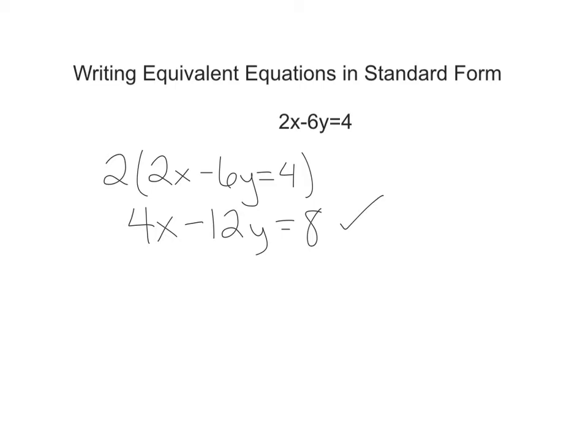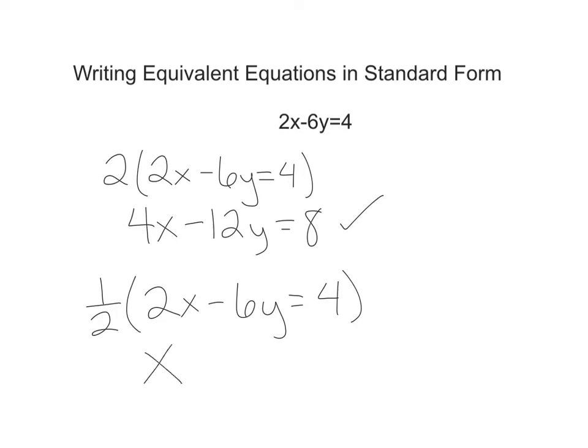Additionally, we could multiply by a fraction, which would essentially be dividing. So we're going to multiply everything in the entire equation by 1/2. When I multiply by 1/2, it's like I'm dividing every single term by 2. So 2x divided by 2 is just x, minus 6y divided by 2 is minus 3y, and 4 divided by 2 is 2. So all three of these equations that have check marks next to them on the notes, those are what we call equivalent equations.